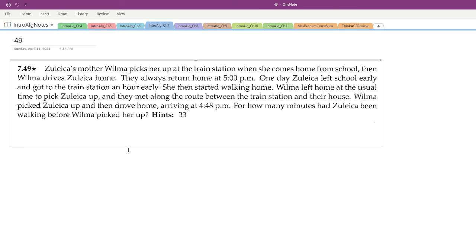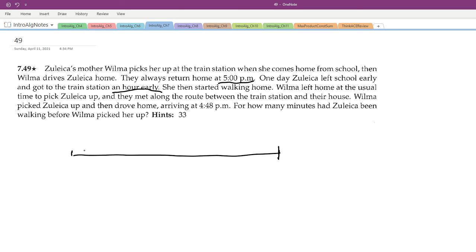Okay, final question. Z's mother, Wilma, also picks her up at the train station when she comes home from school. Then Wilma drives Z back home. They always return home at 5 p.m. One day, Z left school earlier and got to the train station an hour earlier, at 4 p.m. Then she started walking home, and Wilma left home at the usual time to pick her up.